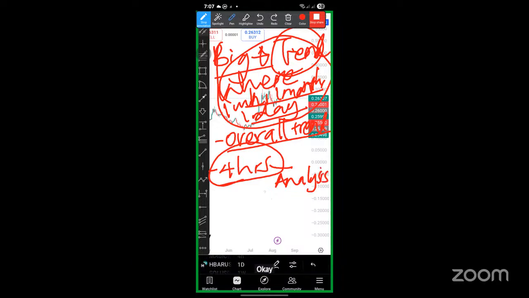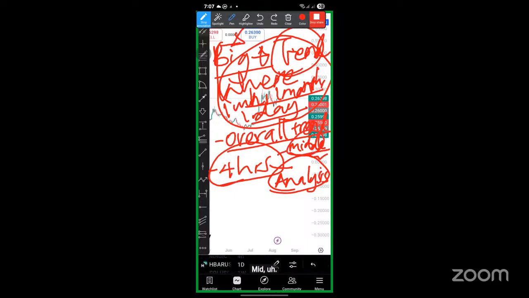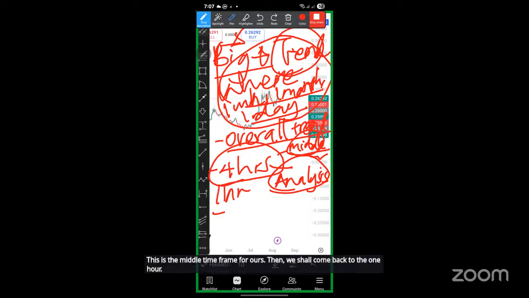Okay, that's where we make our analysis in the 4 hours. And this one is a middle time frame. These are bigger time frames, middle time frames, and here we shall see this is the middle time frame, 4 hours. Then we shall come back to the 1 hour.